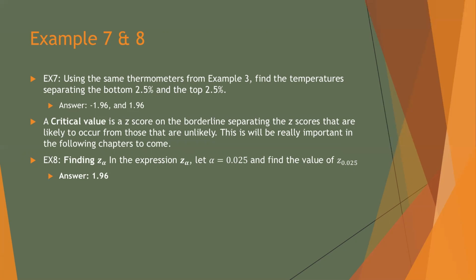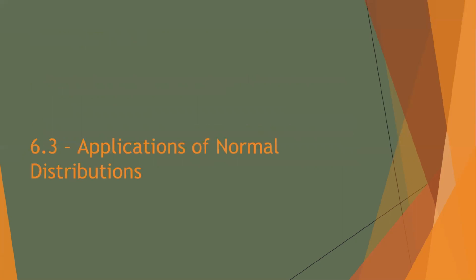Finding z alpha. In the expression z alpha, let alpha equal 0.025, find the z alpha of 0.025. This is always going to be the right part of the tail, okay? So it's always going to be the positive 1.96 when you find that z alpha. Okay. And that is all of 6.2.